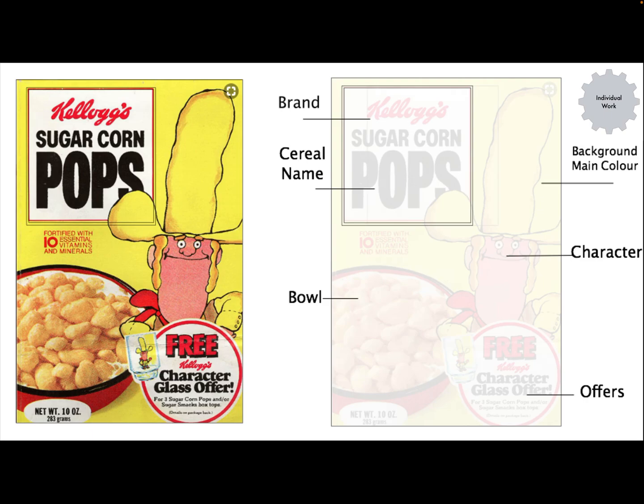So here's an example. This Kellogg's Sugar Corn Pops box has been arranged in a composition to show the bowl to the left hand side, the character with a long tall hat, and then the Sugar Corn Popped text towards the top left hand corner. There's also some other elements. There's a free offer and there is some information about the ingredients.